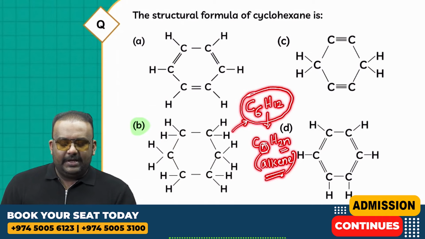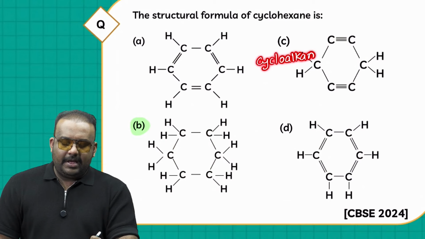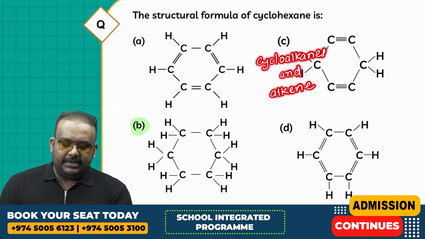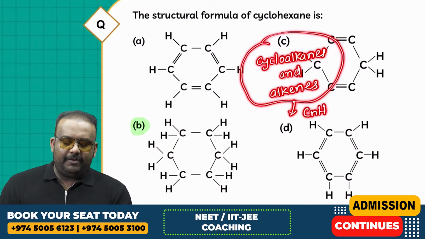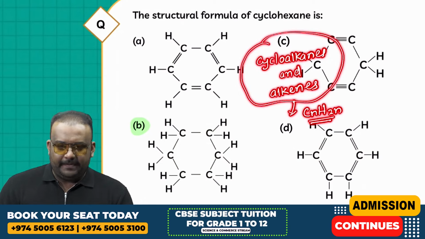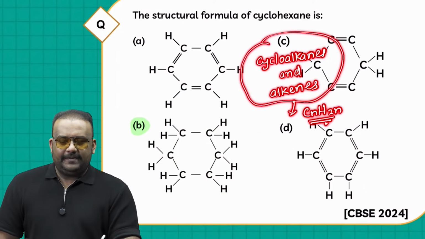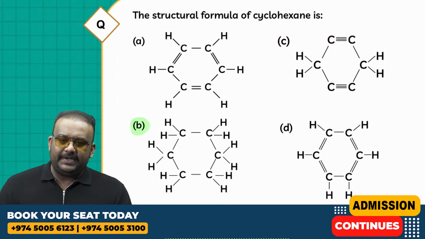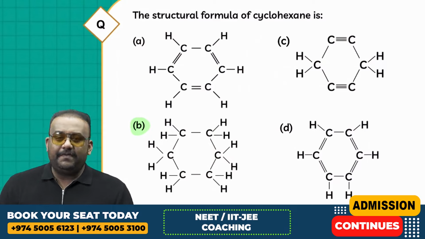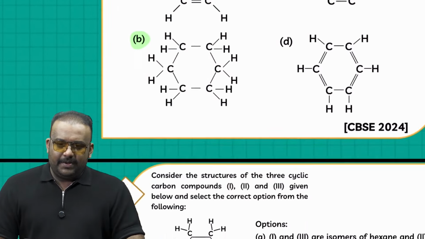So remember that cycloalkanes and alkenes, they both are isomers and they both have the same formula CnH2n. So this is an additional point which is very, very important. So I hope this question is very clear to everyone. This was a very recent question. It was asked in the CBSE 2024 exam. Right. So let's move on to the next question.